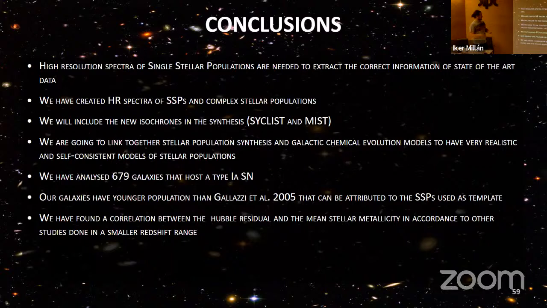We have also analyzed 679 galaxies that host type 1a supernovae. We have found younger populations than some in the literature, Gallagher 2005, which we think can be attributed to the SSPs used as a template. And we have found a correlation in mass and in metallicity that is in accordance with their studies, but with higher statistics, so the errors are smaller. Thank you very much.